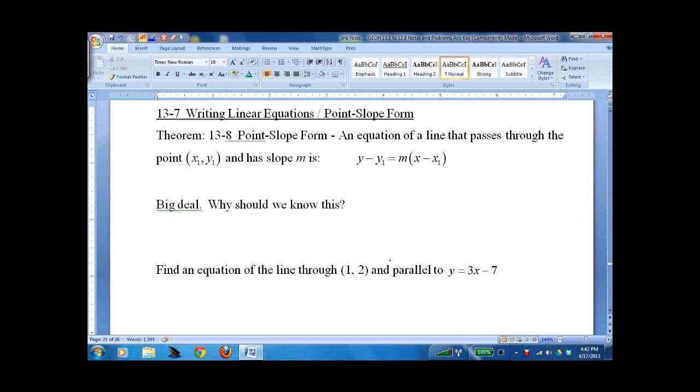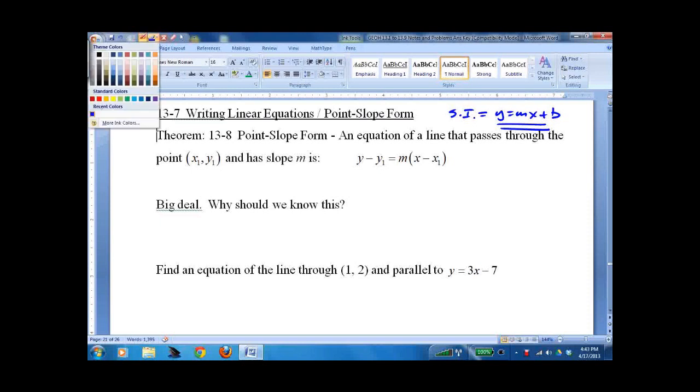Lesson 13, writing linear equations and point-slope form. So we talked about slope-intercept. I'll write it very quickly up here: y equals mx plus b. And I said that's universally used for data analysis, for finance, for engineering. I used it to figure out how to curve a test once. But there's another couple ways.